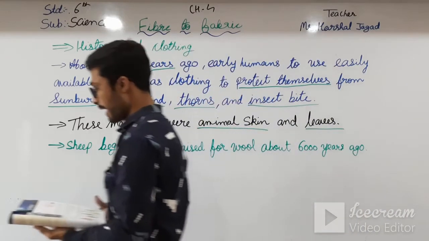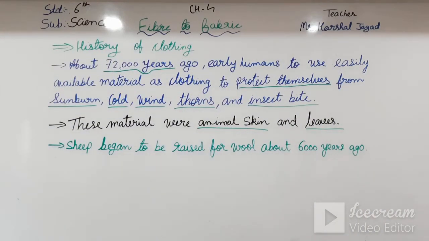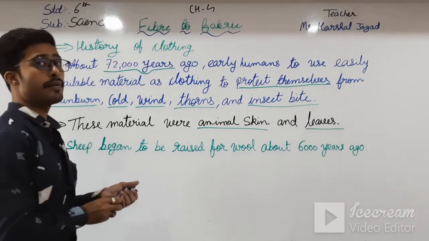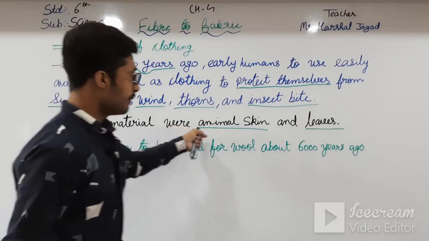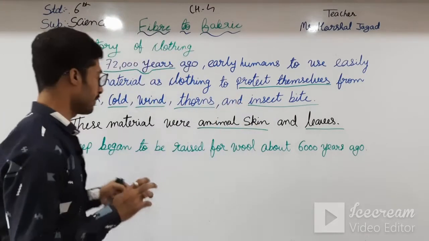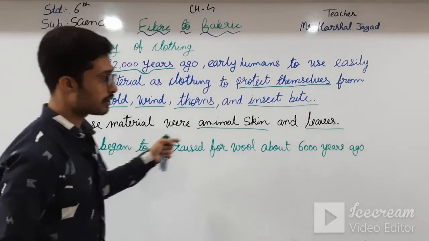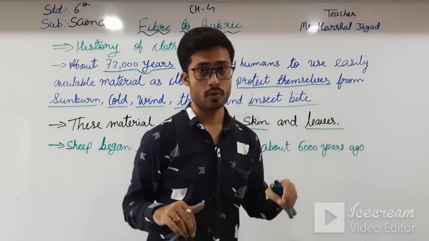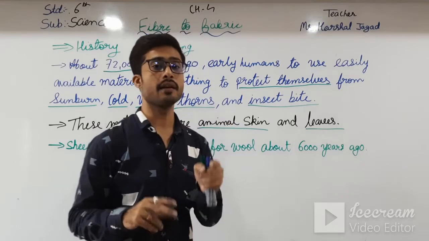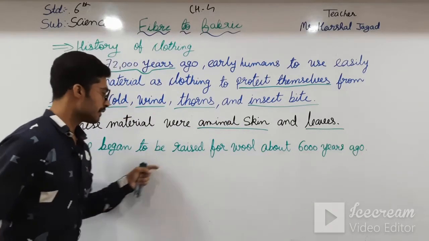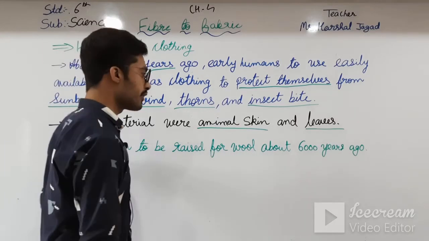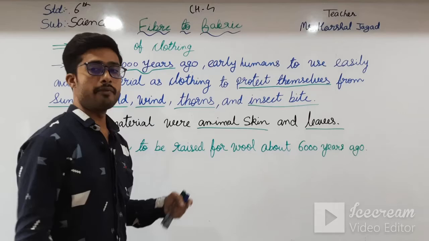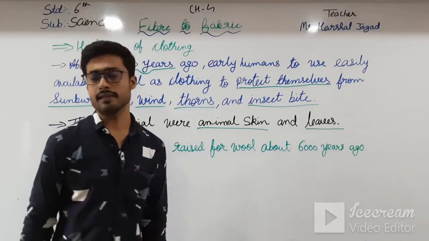Okay students, and what happened then? First of all, 72,000 years ago, what were they? They were animal skin and leaves. And then after, how many years ago? 6,000 years ago. 6,000 years ago, what did they do? They started raising sheep for wool and they started wearing it.